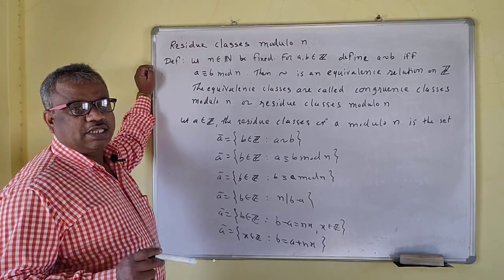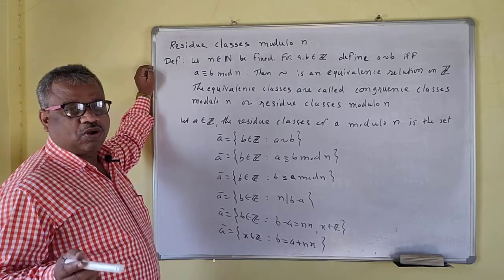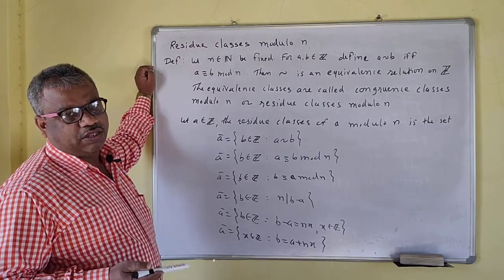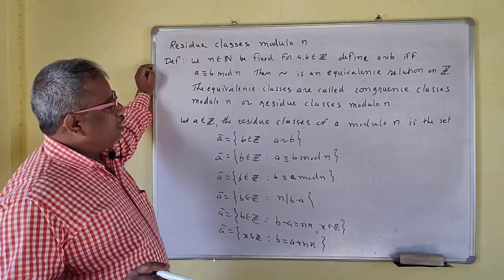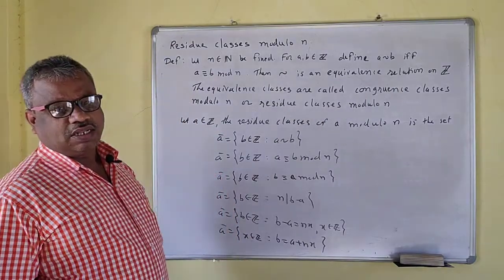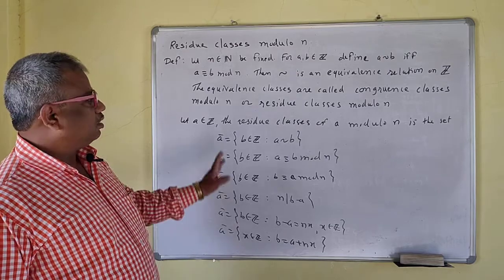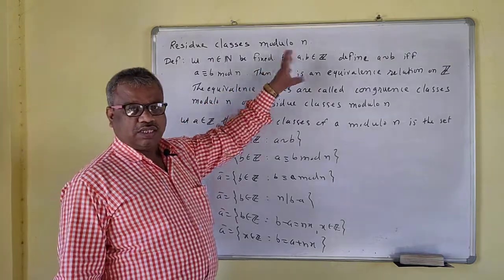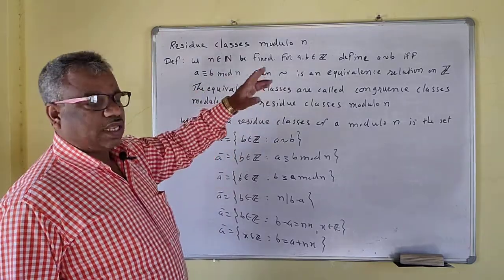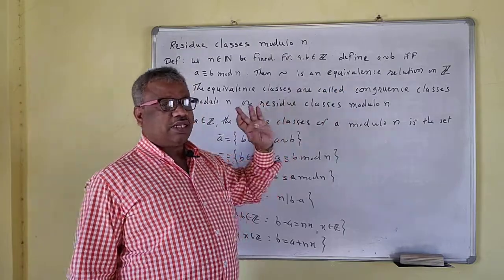So that means theta is symmetric. We have also proved that if a is congruent to b modulo n and b is congruent to c modulo n, then a is congruent to c modulo n. So theta is transitive. Theta is reflexive, symmetric, and transitive. Therefore, theta is an equivalence relation. We proved this in the properties of the residue classes, so directly we will say theta is an equivalence relation here.